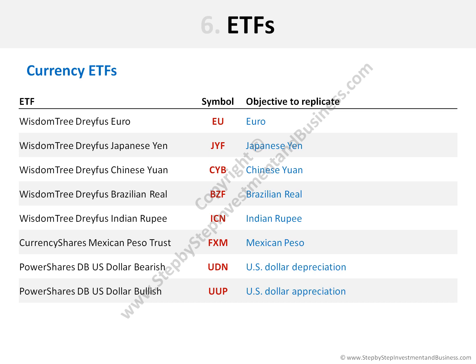We have the ETF whose symbol is ICN, and whose objective is to replicate the Indian rupee. We have the ETF whose symbol is FXM and whose objective is to replicate the Mexican peso. We have the ETF whose symbol is UDN and whose objective is to replicate the US dollar depreciation. And finally, we have the ETF whose symbol is UUP and whose objective, unlike the previous one, is to replicate the US dollar appreciation.